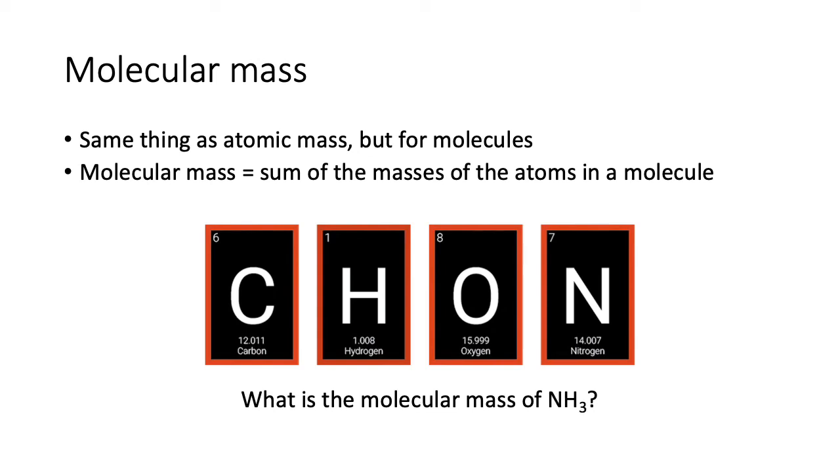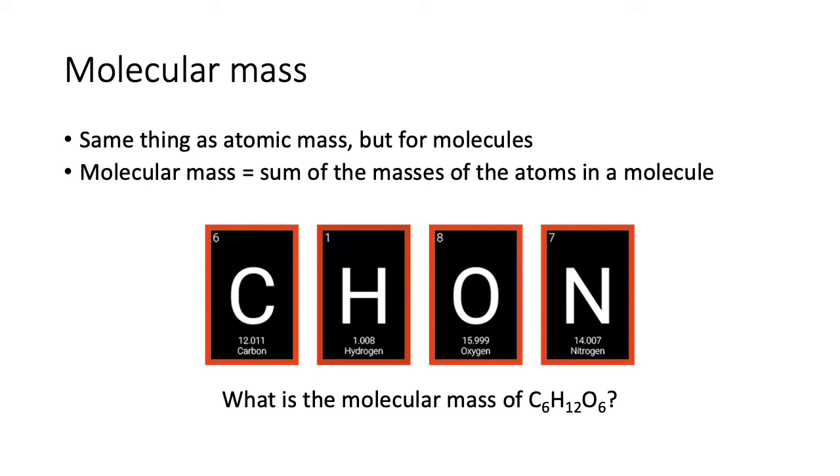How about NH3? So 1 atom of nitrogen has a mass of 14 Daltons. 3 atoms of hydrogen have a mass of 3 Daltons total. So 14 plus 3 is 17 Daltons.